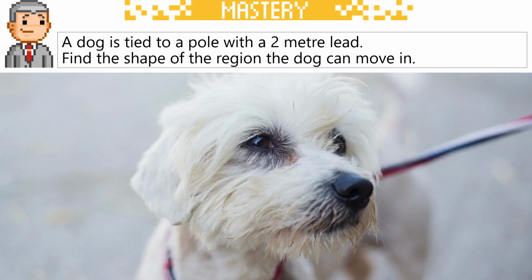So a dog is tied to a pole with a 2-meter lead. Find the shape of the region the dog can move in. If you know, write it in the comments below.